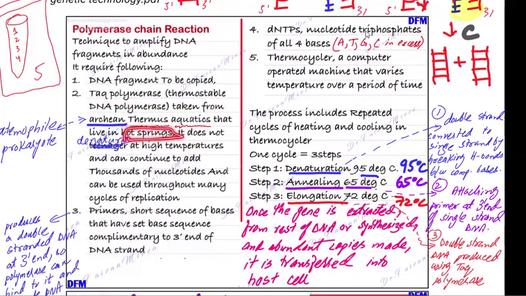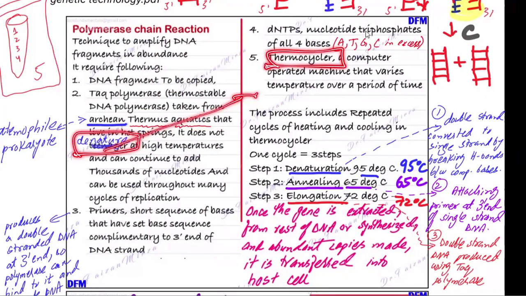This organism lives in hot water, in hot springs, so its enzymes do not denature at high temperature. So we can keep on adding nucleotides and heating it so that the DNA keeps on getting copied again and again. And this enzyme will not denature because we actually have to place it in a thermocycler. We cannot place the human DNA or the mammalian DNA polymerase there.